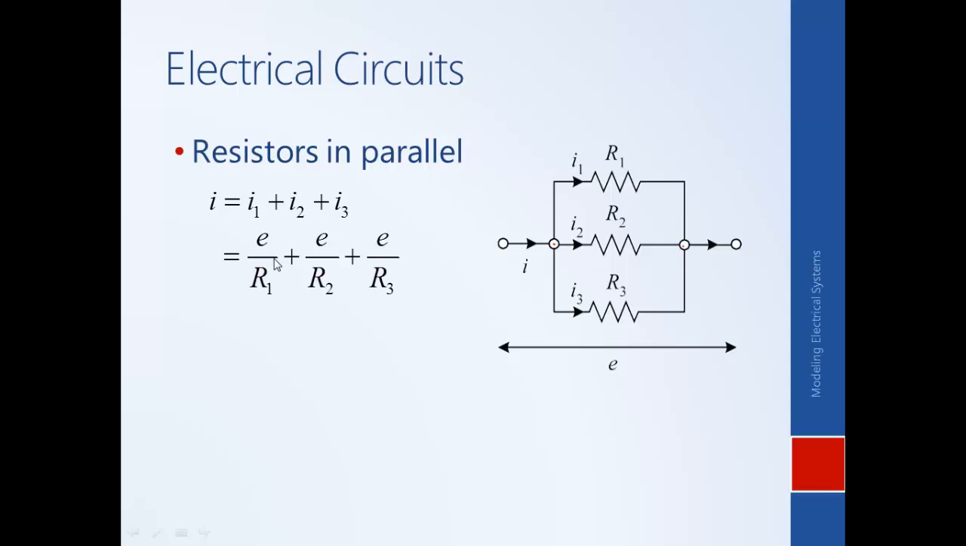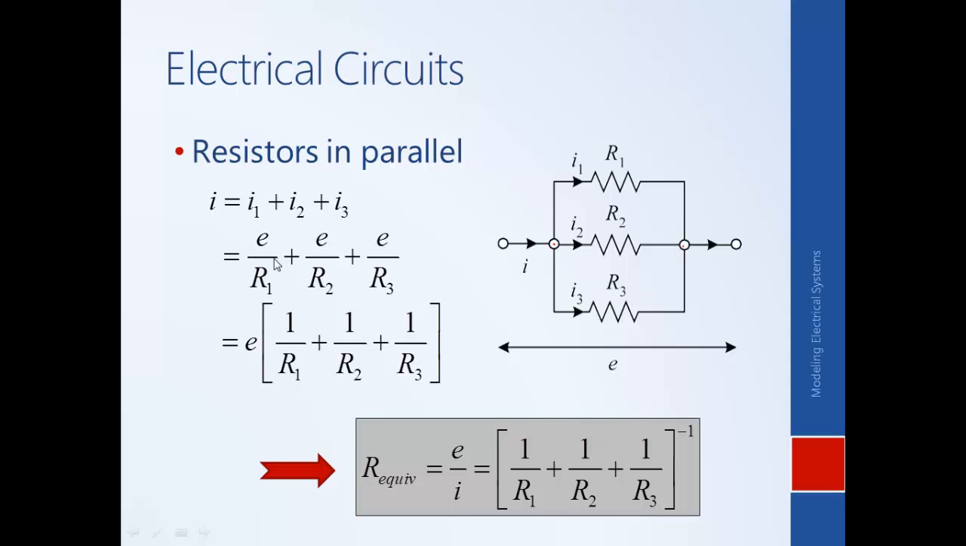Since each of those voltages are equal, we can factor that out front, and then again capturing this as an equivalent resistance, resistance is voltage divided by current, so we can divide I to the right hand side, and then we can take this sum of resistances, divide it to the left hand side, and we get that the equivalent resistance is equal to this final expression.